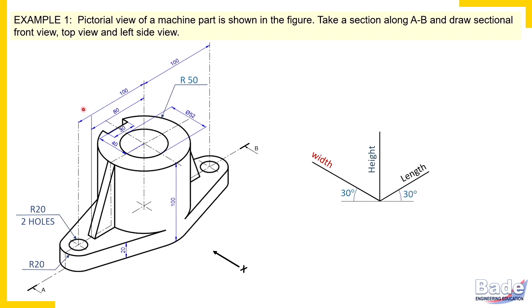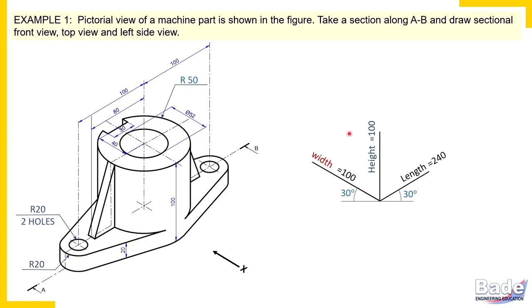100 plus 100, 200. But check here, this distance 200 is in between centers of these 2 holes. And boundary edges are curved edges. So radius of boundary curved edge is 20. So 20 on left side and 20 on the right side. So 40 millimeters altogether. So 20 here plus 100 plus 100 plus 20. Altogether it's 240 millimeter length.